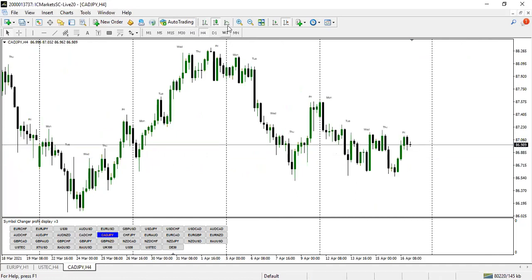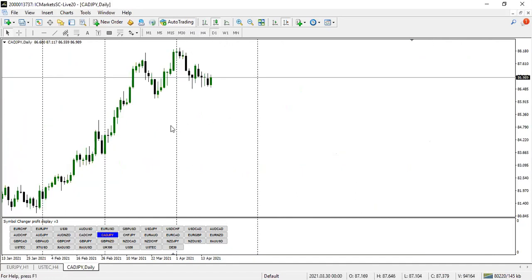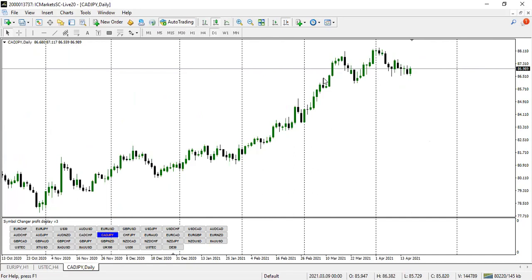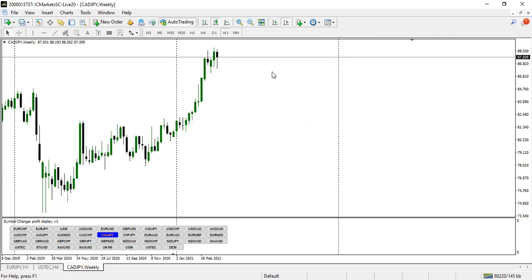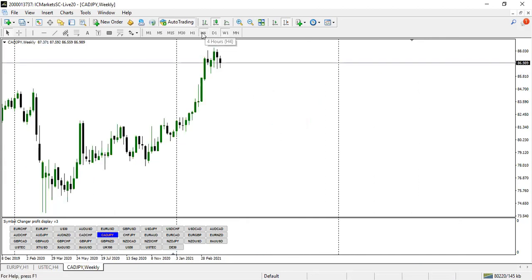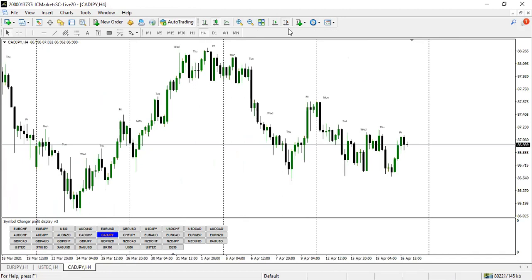So the next pair we're going to look at is CADJPY. Now on CADJPY, we can see this pair is also accumulating up, but moreover we can see the accumulation that this pair is also dropping with. On the weekly time frame, it is surely bullish. All right, and let's see the 4 hour time frame. What is the 4 hour time frame saying?